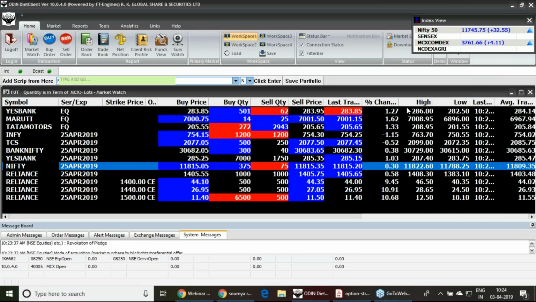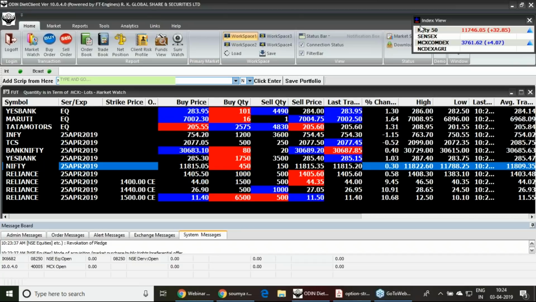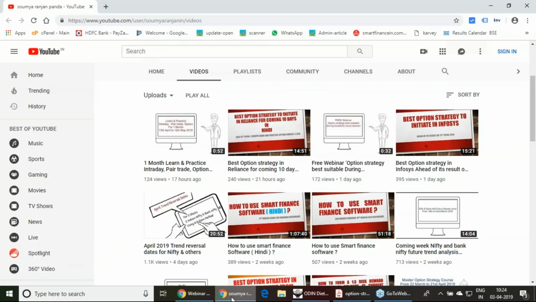In this presentation, I am going to describe one option strategy in Tata Motors. If you are observing our YouTube channel, you will have seen that for the past couple of days we have been giving some option strategies. The day before yesterday we gave one for Infosys, and yesterday we gave one for Reliance. Today I am going for Tata Motors. You have been seeing that Tata Motors has been in a rally for a couple of days, and how we can capitalize on that.